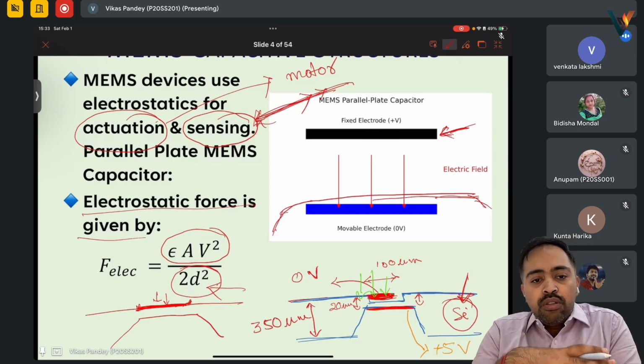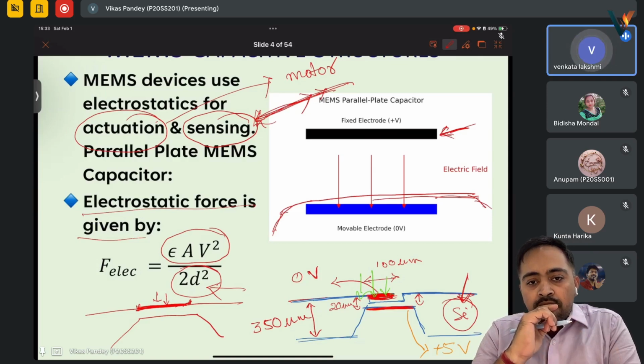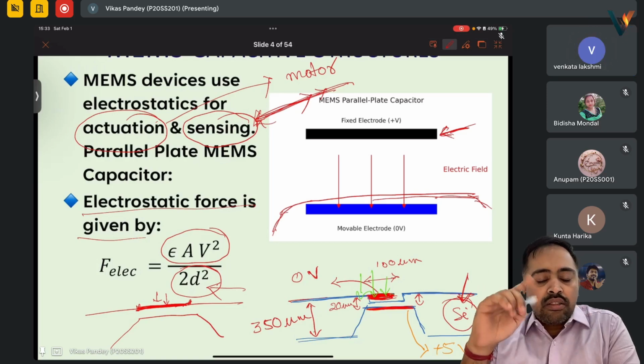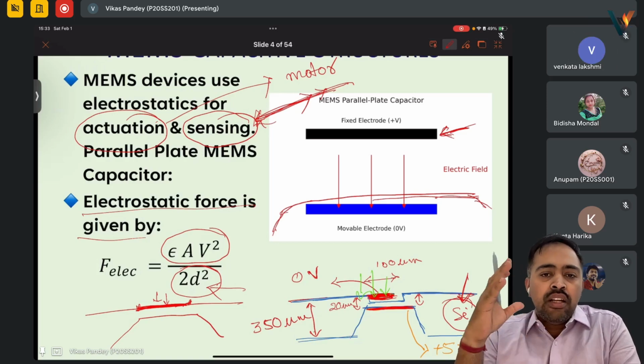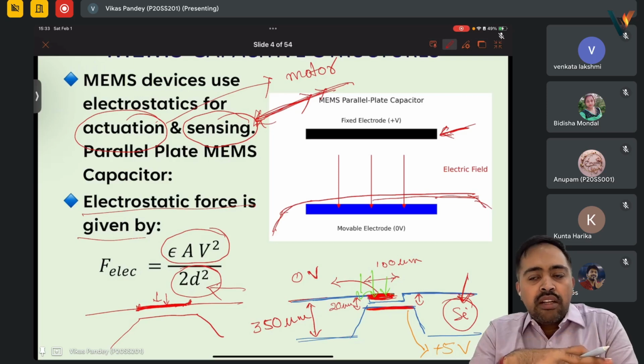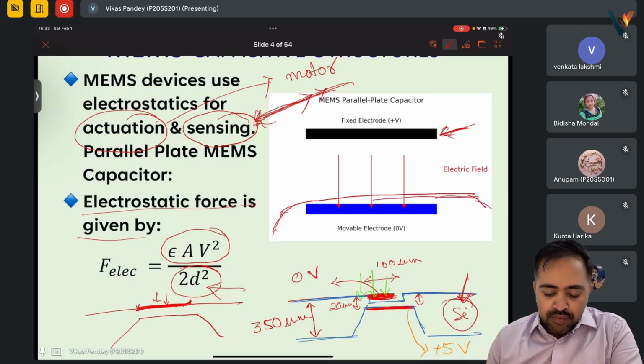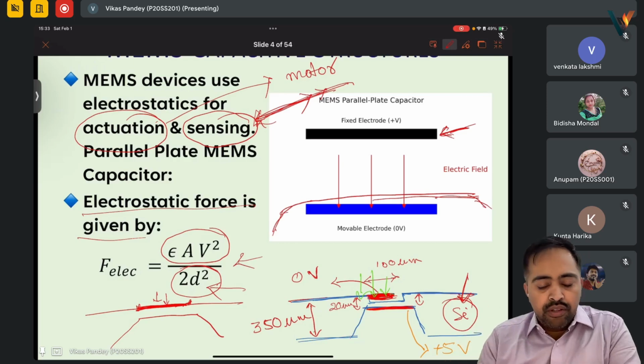So any doubt till here? Yes, sir, why is two there in the denominator? That, if you see sir's derivation, sir is deriving everything. I'm just putting the formulas here directly so that we can discuss further. Okay, sir. So those equations sir has derived already, so you can check those videos.